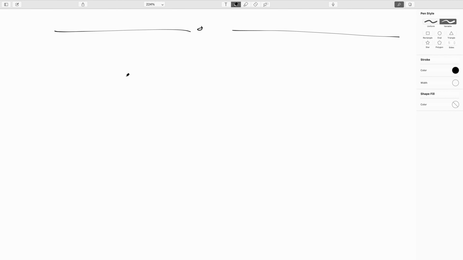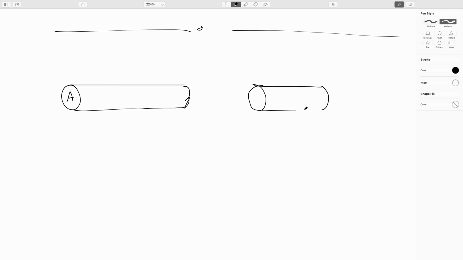Let's take another one here. So here I'm going to look at two wires that both have the same cross-sectional area. But the second wire is shorter than the first wire. So again, which of these wires is going to have greater resistance? Pause and get back with me.